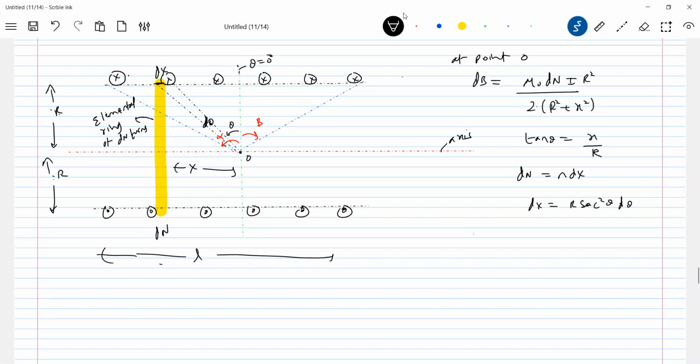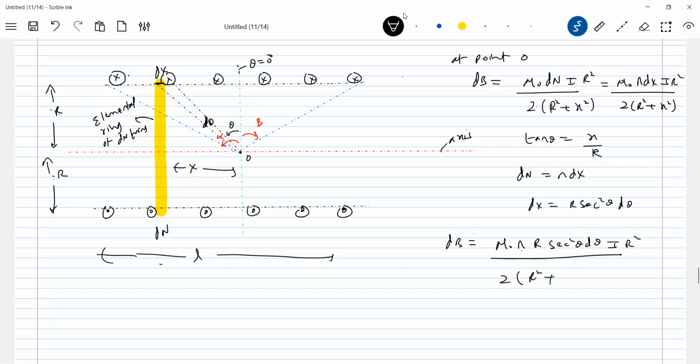Let me substitute all this. dB is equal to mu naught n dx I R square by 2 (R square plus x square) to the power of 3 by 2. Substitute all the values now. Mu naught, number of turns per unit length n, into dx which is R secant square theta d theta, into I R square, by 2 into R square into (1 plus tan square theta) to the power of 3 by 2, no? It is.